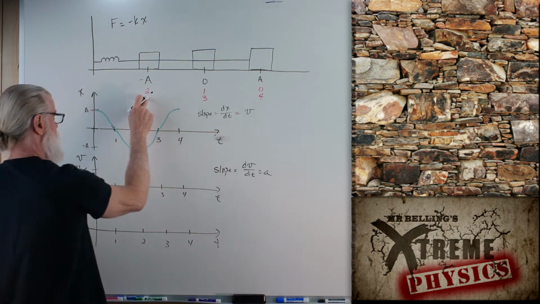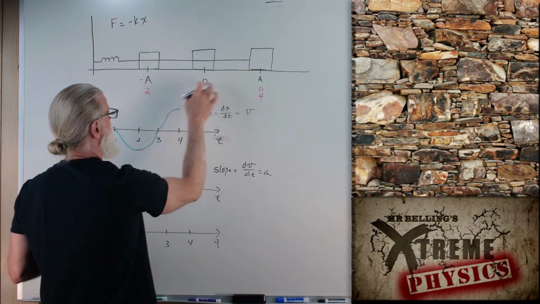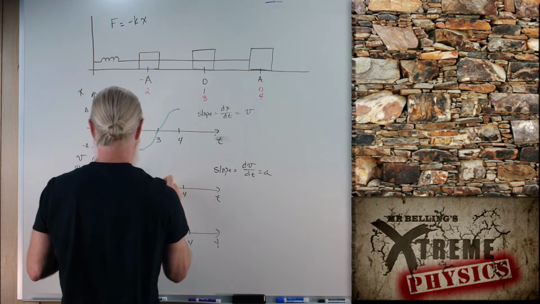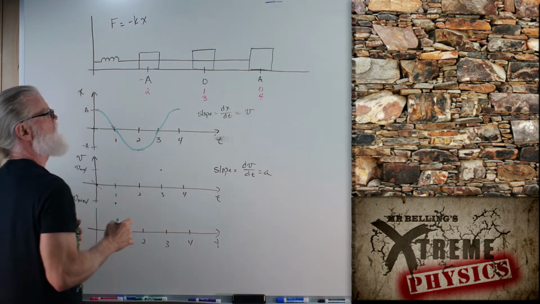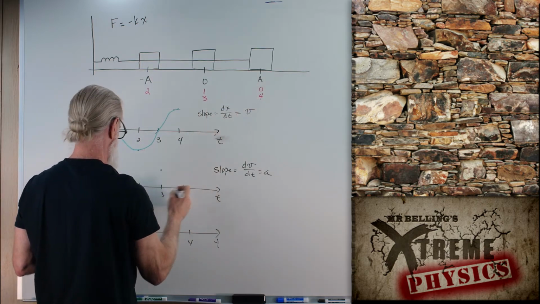So when it gets to 2, it stops. When it gets to 3, it's going fast again, but to the right. So that's positive. And then when we get to 4, it stops again. So it's like that. Let's draw our slopes.